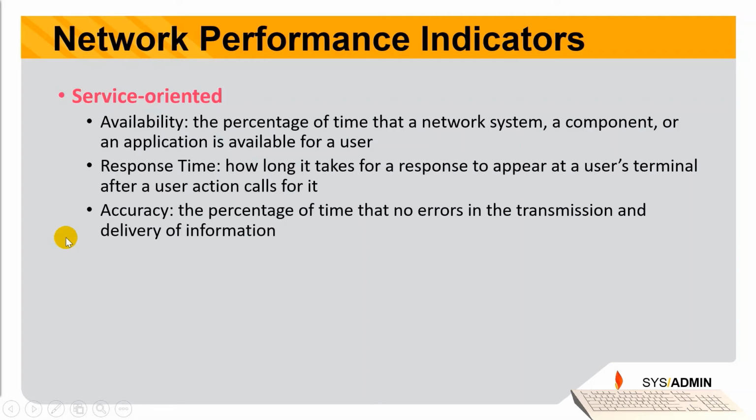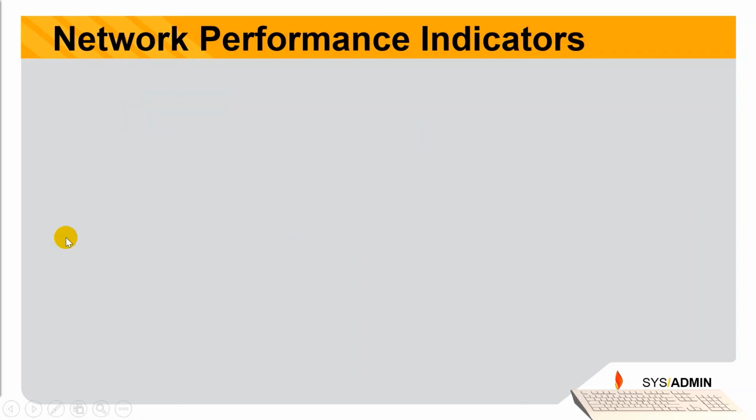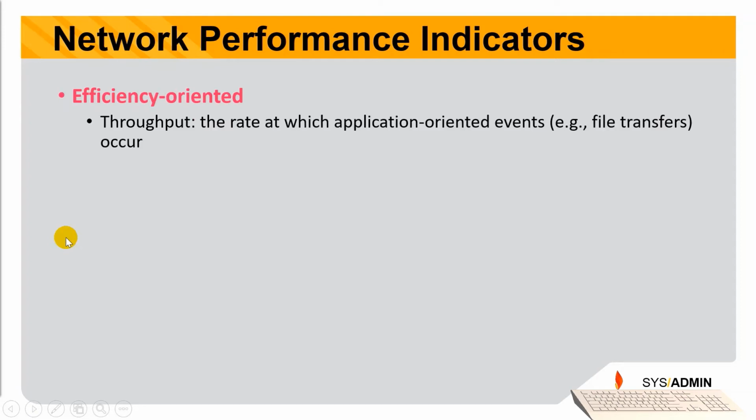The second is efficiency oriented. For efficiency oriented, we talk about throughput. Throughput is the rate at which application-oriented events, like file transfers, occur. Throughput is related to bandwidth, but if we are after efficiency, we're not talking about bandwidth, but we measure it instead using throughput. Now, what's the difference between throughput and bandwidth? Bandwidth is basically the frequency. It's the difference between the highest and the lowest frequency.